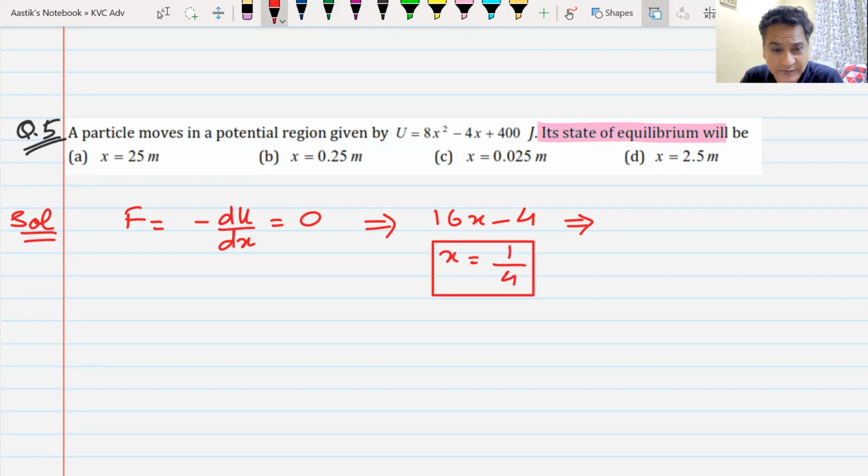Can I go one more step ahead and ask you what type of equilibrium is this? Is this stable equilibrium, or is this unstable equilibrium, or is this neutral equilibrium?